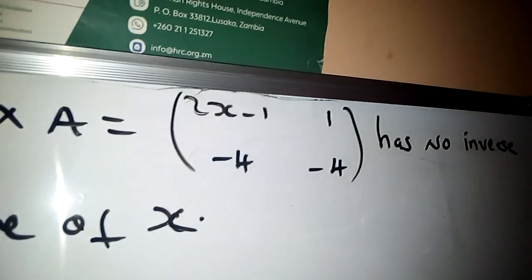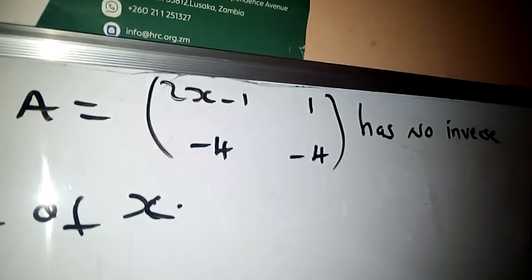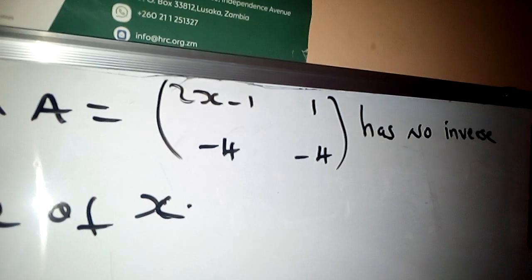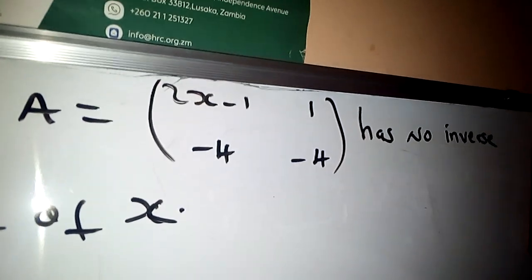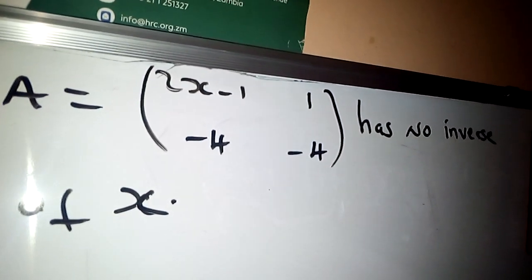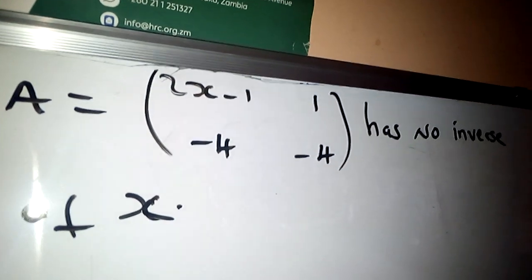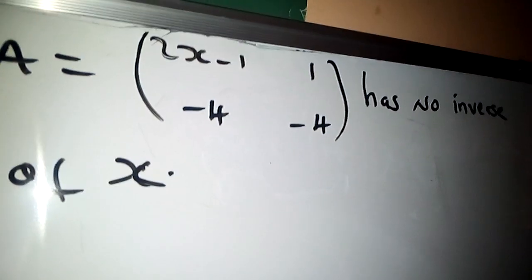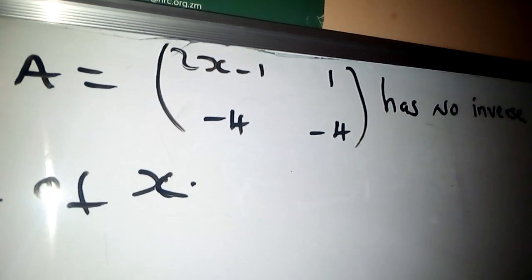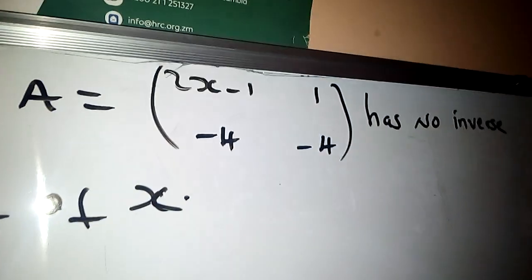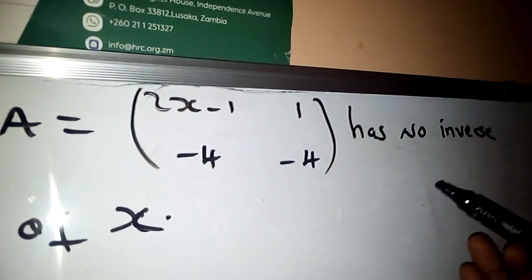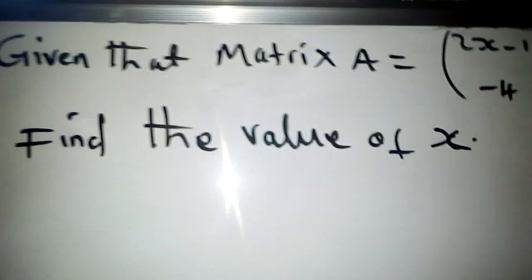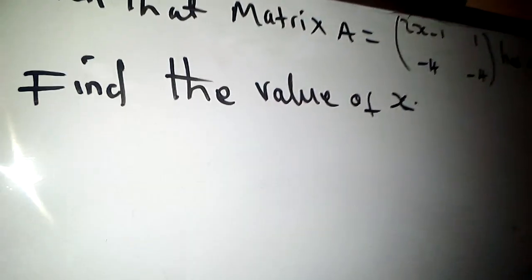So what do you do if a matrix has got no inverse? What does it mean? Well, in simple terms, if a matrix does not have an inverse, it simply means that the determinant of that matrix equals 0. In other words, such a matrix is called a singular matrix, in the sense that its determinant equals 0. Now here the question asks, find the value of x.